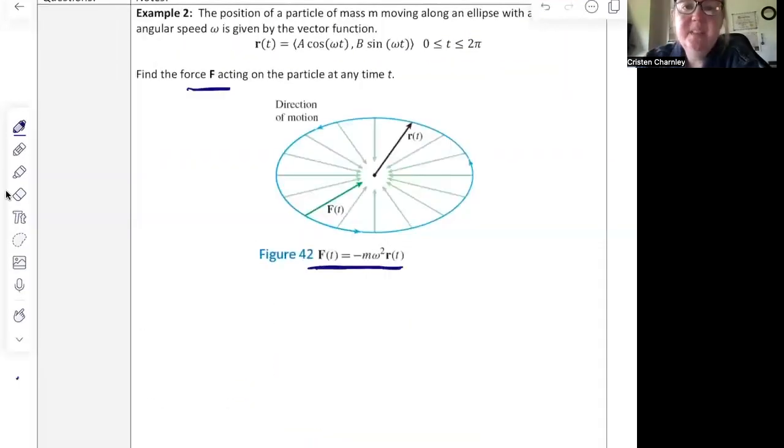Example 2, the position of a particle of mass moving along an ellipse with an angular speed w is given by the vector function r of t is equal to a cosine wt, b sine of wt. This is defined between 0 and 2 pi. Find the force F acting on the particle at any time t. So down here, this is what we're actually trying to prove.